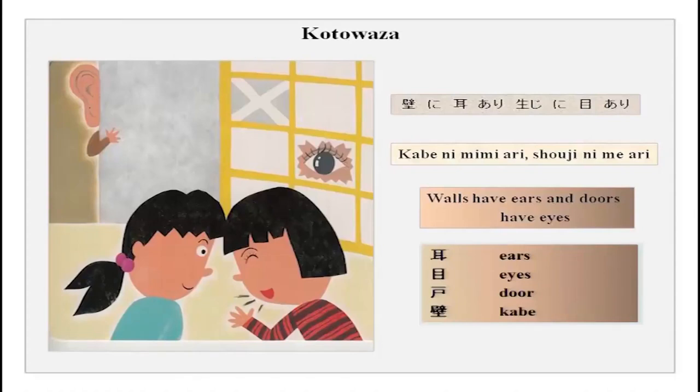It says, kabe ni mimi ari, shoji ni me ari. Now, what does this mean? We have this saying in India also, in Hindi, and I am sure in most of the languages there will be a saying like this: kabe ni mimi ari, shoji ni me ari. Kabe is a wall, mimi is ears, me is eyes, and doa is door, shoji is the Japanese doors. The kanji characters are also given over here. Now, what does this saying say? And what does it tell?